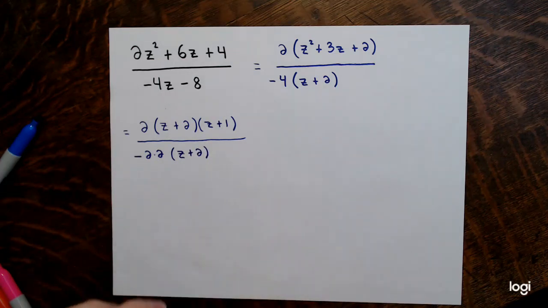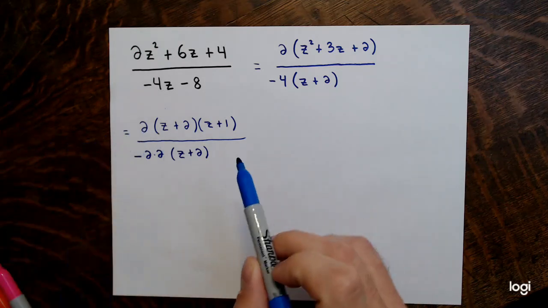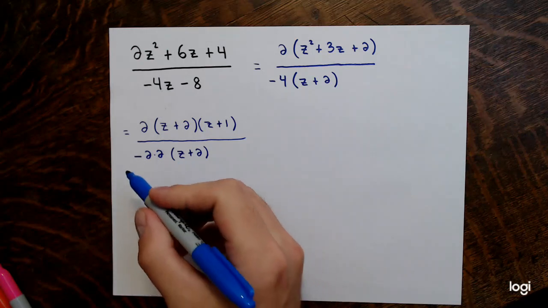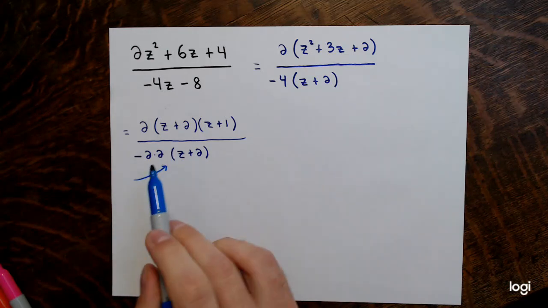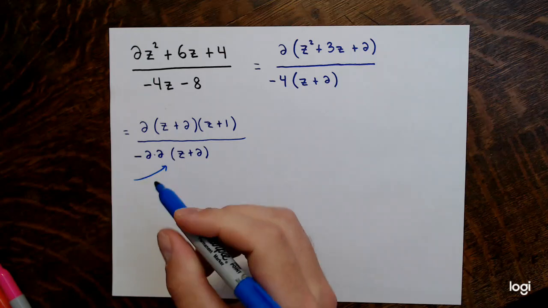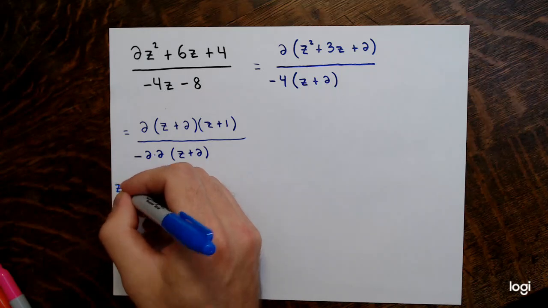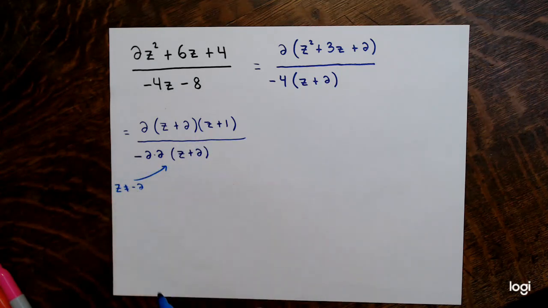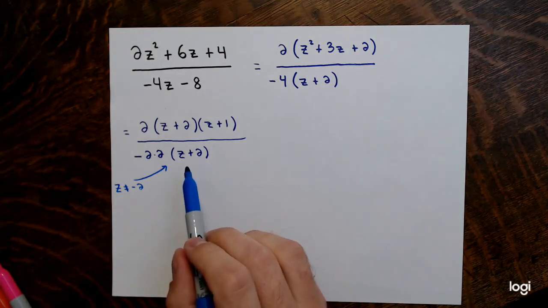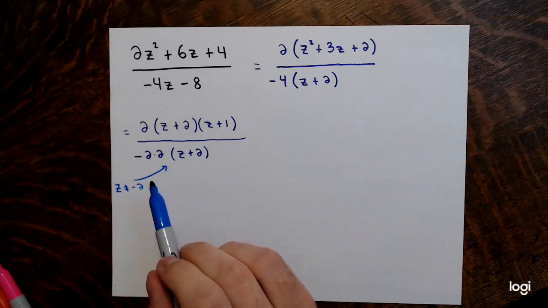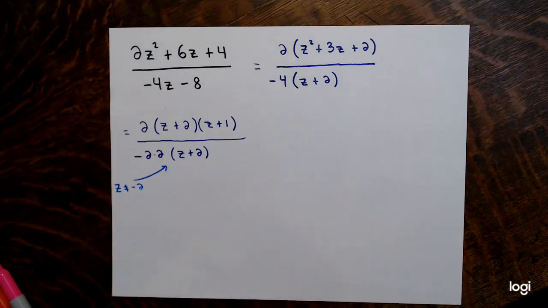All right. Now off to the side, I'm going to make a note to myself. Remember, the denominators can't be 0. So just look at the denominator here. There's negative 4 times z plus 2. That can't be 0. So that means that z cannot be negative 2, right? Because if z took on a value of negative 2, we'd be dividing by 0. But any other value is fine, right?